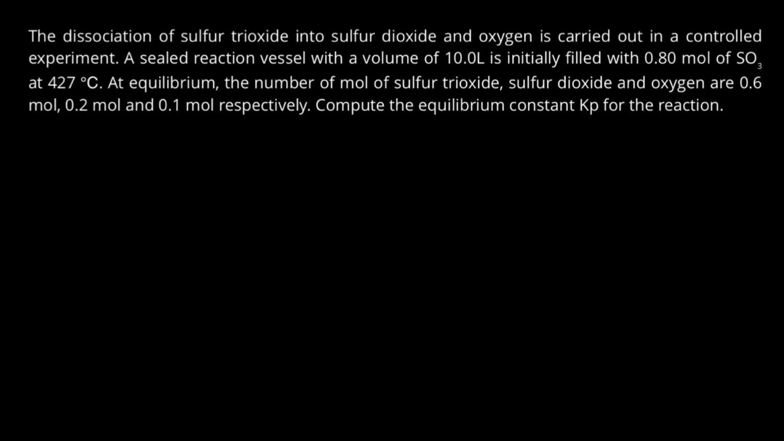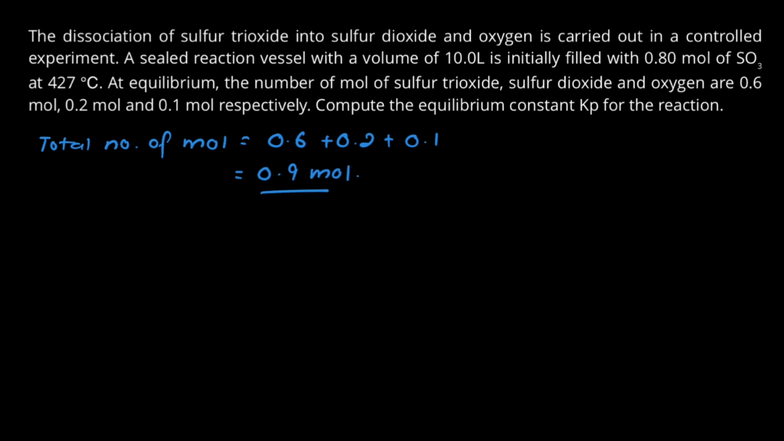To answer this question, the first thing that we need to do is find the total number of moles. So the total number of moles is equivalent to all the numbers of moles summed together. So basically we have 0.6 plus 0.2 plus 0.1, which makes 0.9 mole. All these values can be obtained from the question, which is 0.6 mole, 0.2 mole, and 0.1 mole for sulfur trioxide, sulfur dioxide, and also oxygen.